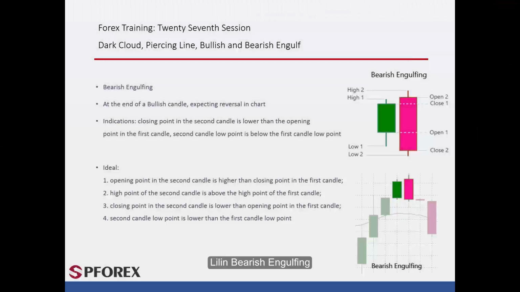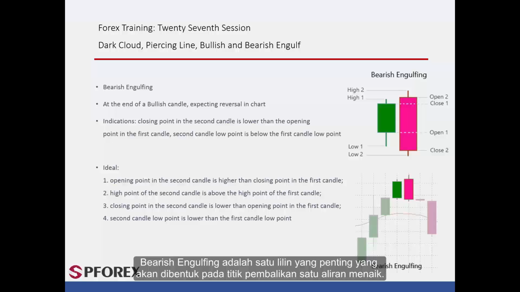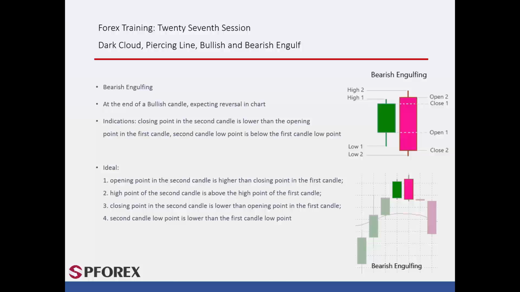Bearish engulfing candle. Bearish engulfing is an important candle that would be formed at a reversal point of an uptrend. It consists of two candles, in which the close price of the second candle is lower than the open price of the first candle. The low of the second candle must be lower than the low of the first candle.